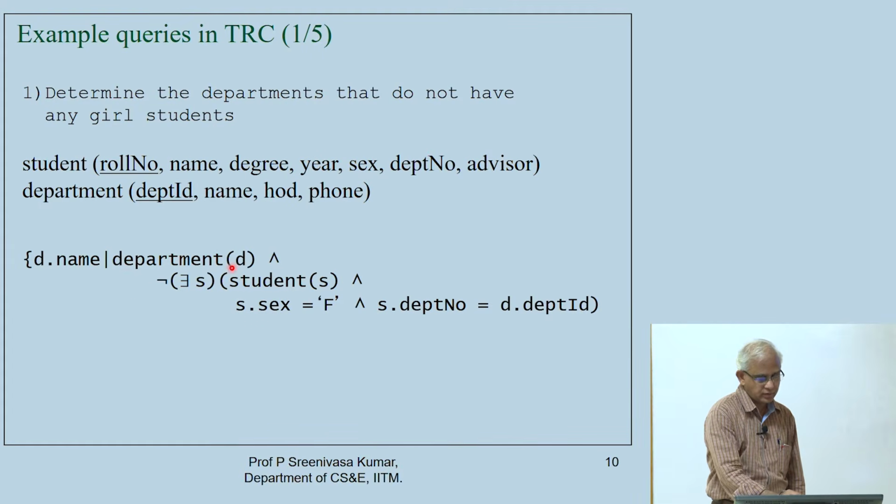So for the current department under consideration, it should be the case that there does not exist any student tuple assignment to the variable S such that that student is a female and belongs to the department under consideration. So if this condition is satisfied, then that particular department contributes its name to the result. So that is how we will write the query. Note the utilization of the negation symbol here. It's available in logic, so we will use the negation symbol.